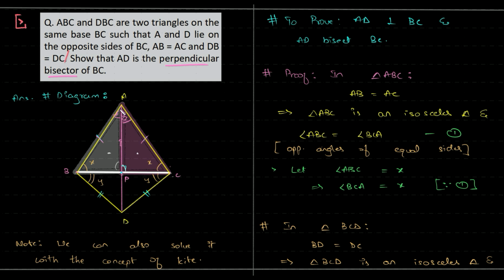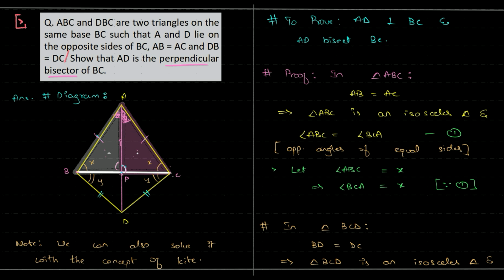See, the point is we have to prove that at point P, AD bisects BC and also it is perpendicular. For proving that, if I prove that these two triangles are congruent, then I'll be able to prove that these two angles are 90° and BP is equal to PC. That's how we can do it. But the question is, how will we prove that these two triangles are congruent? We have two sides and a common side. But what about the angle? This angle, somehow we have to prove that they are equal. How will we do that?